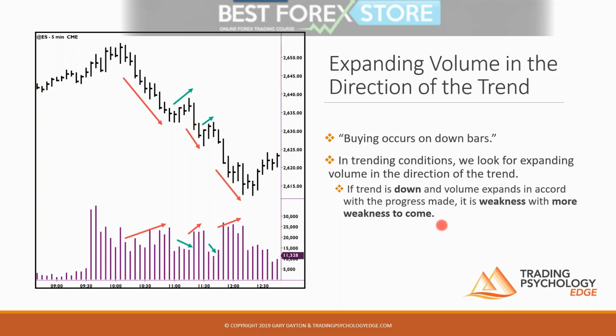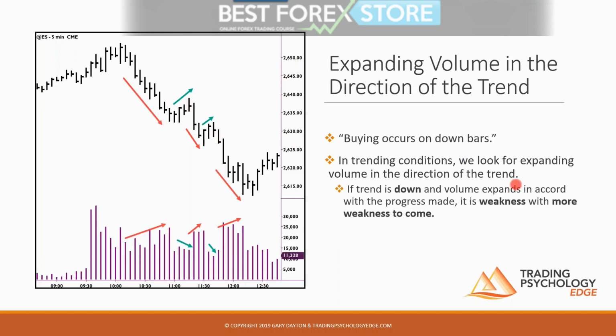So if the trend is down in this case, which it is, and volume expands in accord with the progress being made, we're coming down. I've got very weak bars in here, all closing on the lows, all making progress to the downside. And I'm seeing volumes coming into the downside as that's being painted here. So it's weakness that we see here, and we confirm it with the next rally, which we see is down, and we have trade opportunities in there.